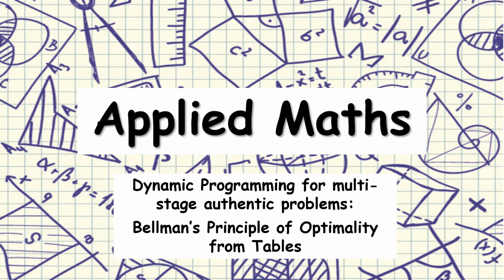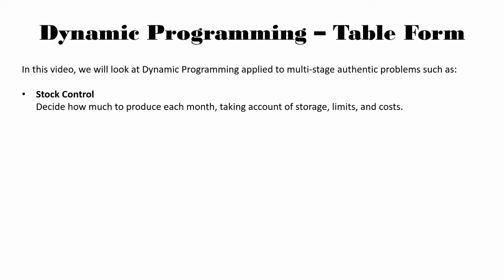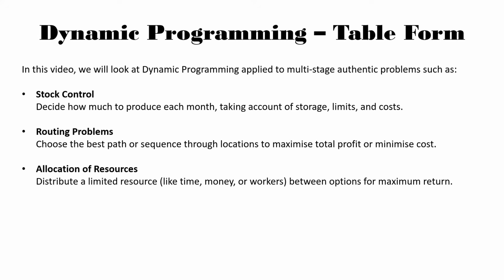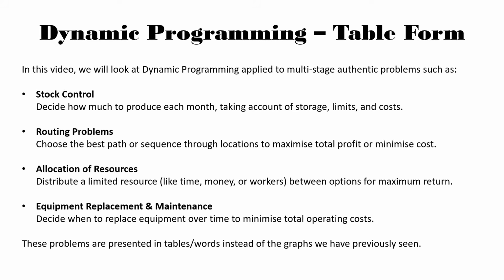Today we're looking at dynamic programming, specifically Bellman's principle of optimality, but coming from a table. In this video, we are going to look at dynamic programming as applied to some multi-stage authentic problems, such as stock control, routing problems, allocation of resources, and equipment replacement and maintenance.